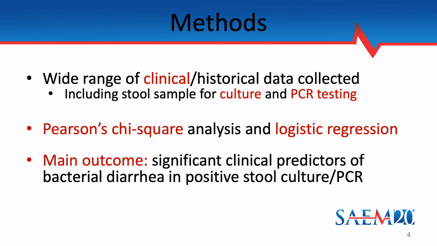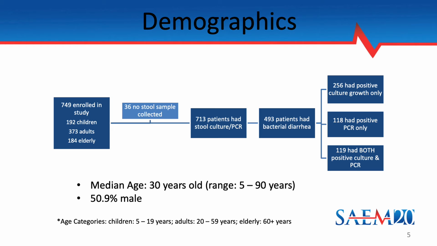Of the 749 patients enrolled in the study, 36 were unable to provide a stool sample prior to discharge, and a total of 713 patients had stool culture and PCR results for inclusion for further analysis. 493, or just a little under 70% of patients, had stool testing indicating diarrhea of bacterial etiology.